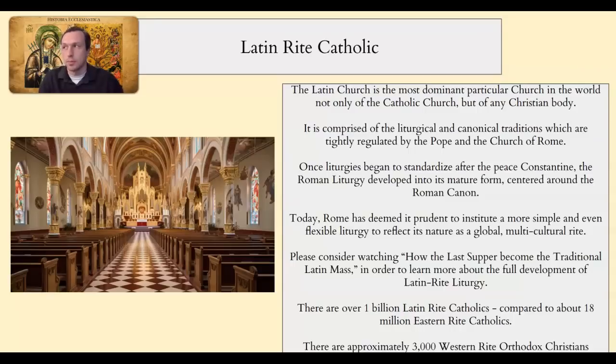But that is the thinking behind the flexibility, that this is one rite that includes everybody from Jamaicans to Americans to Mongolians to Nigerians to Peruvians. So there's a need to allow some flexibility for those different cultures to worship in a way that allows them to express their unique perspective on the eternal truths.